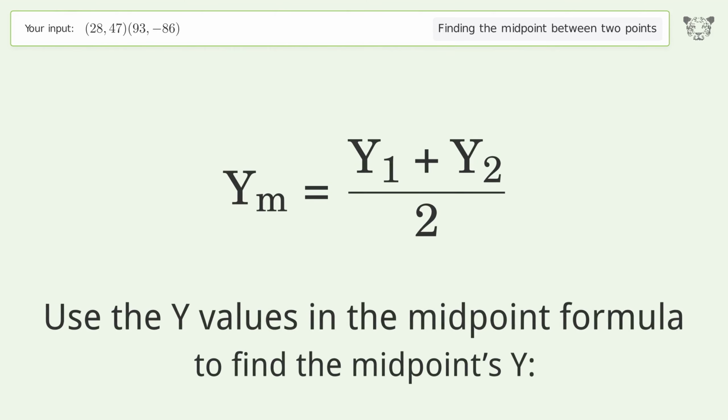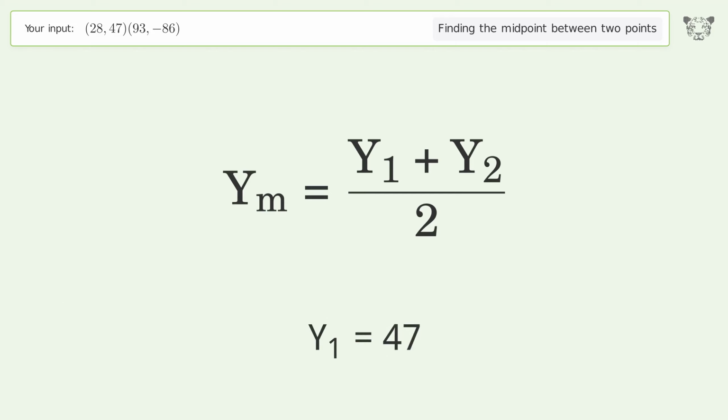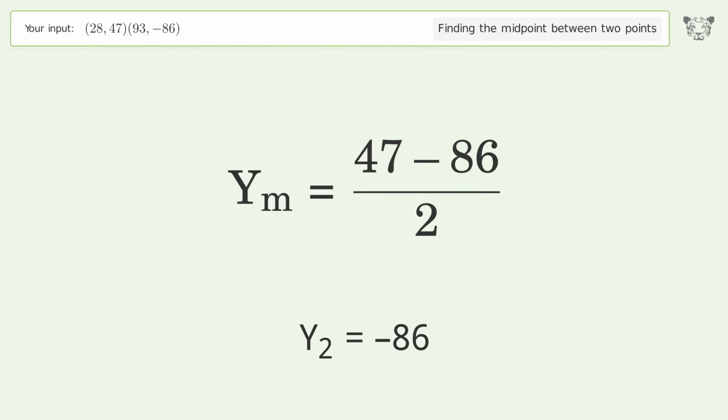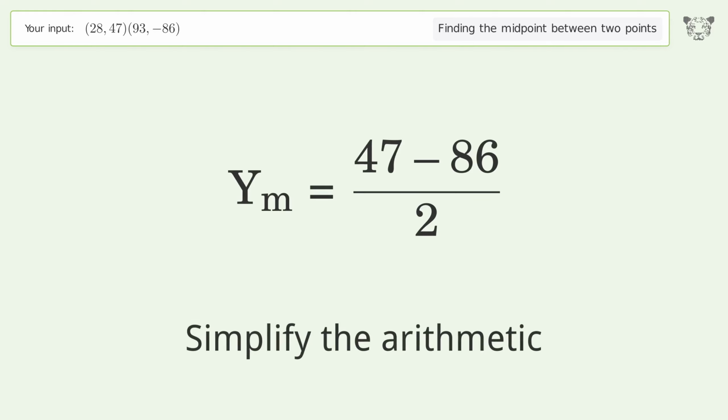Use the y values in the midpoint formula to find the midpoint's y. y1 equals 47. y2 equals negative 86. Simplify the arithmetic.